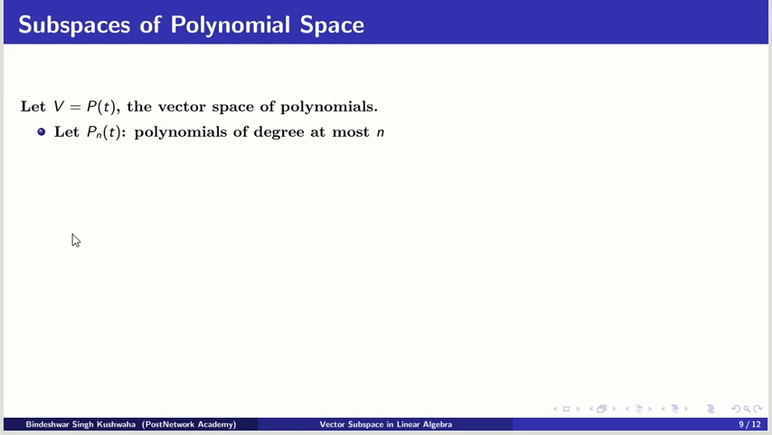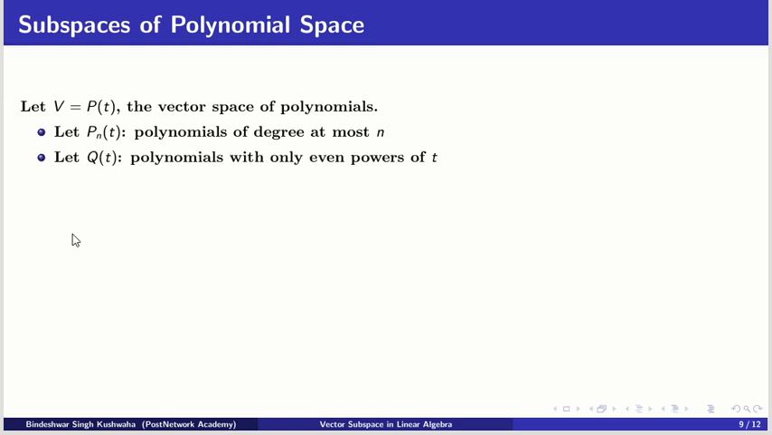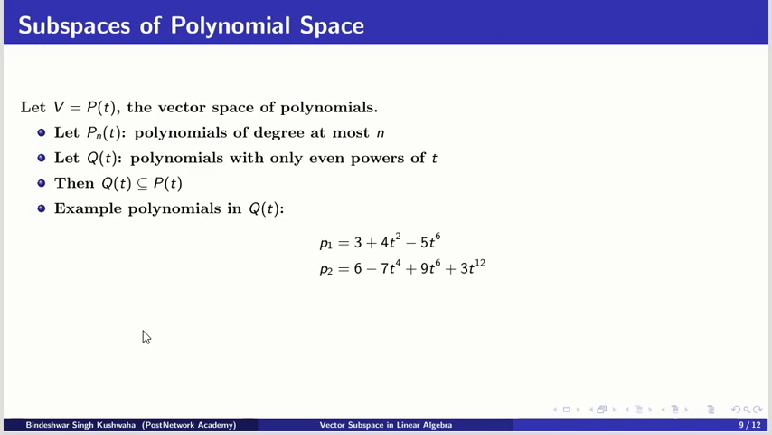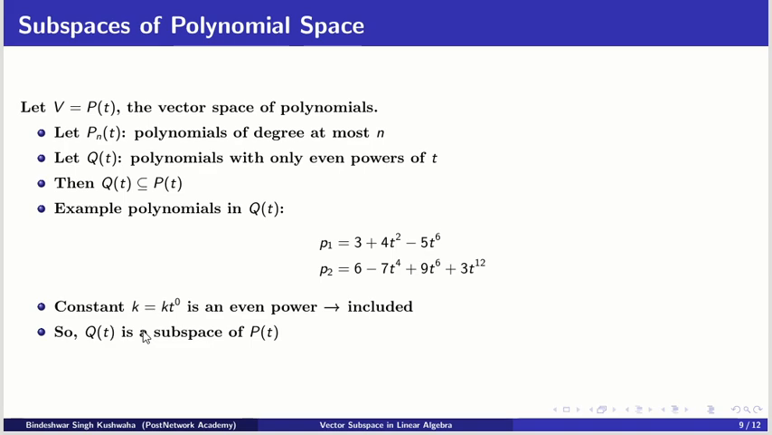Subspaces of polynomial space. Let V be P(t), the vector space of polynomials, and Q(t) the polynomials with only even powers of t. You can see that there is a condition, but still it is a subspace of V. Q(t) is a subset of P(t). Among the polynomials we have taken, a constant we can have. So Q(t) is a subspace of P(t). You can check all three conditions.